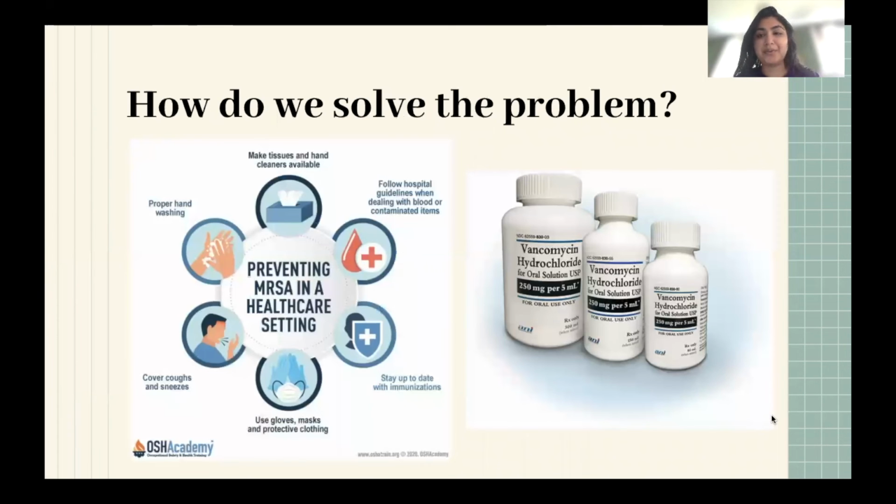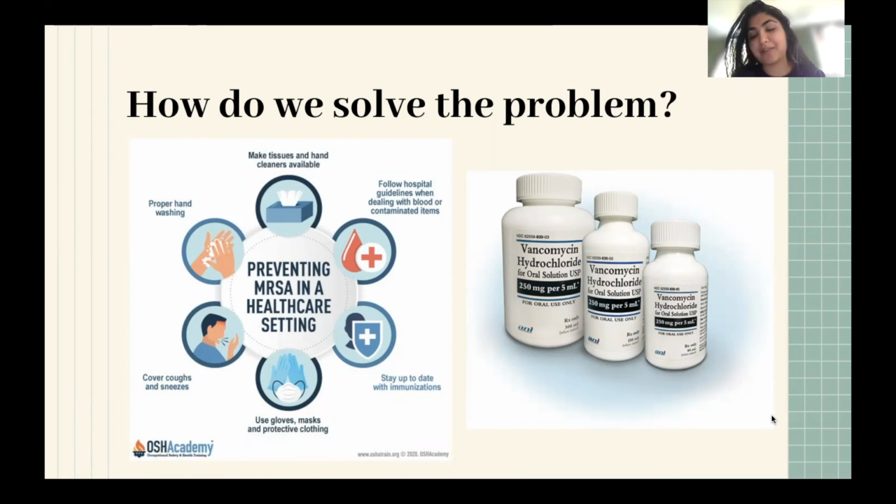So how do we solve this MRSA problem? Well, the first step is to tackle MRSA in a healthcare setting. So hospitals are enacting a lot of different procedures to make sure that healthcare workers are not bringing infectious bacteria with them when they go between patients. So that includes hand washing, making sure that gloves and masks and protective clothing are being used properly, that everyone is immunized, etc. We're also using different drugs to treat these MRSA infections once people get them, like vancomycin or daptomycin.